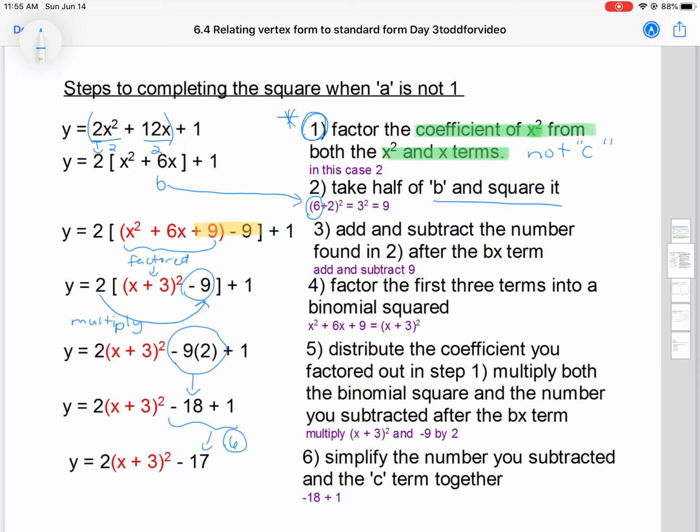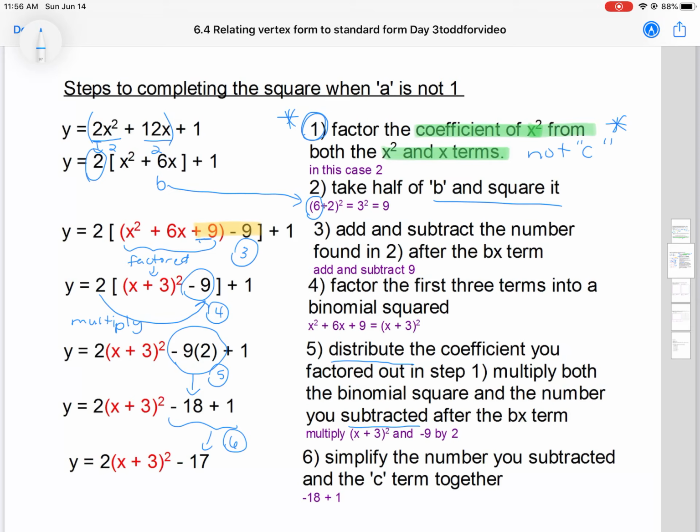This is step 5, 4, okay, and then 3. So some of it is the same, but doing this common factor step first is important. In order to complete the square, we want the a value to be 1. And once you have factored out that a value that isn't 1, make sure you distribute it with the subtracted number. Because the added number here, this 9, was part of the trinomial that was meant to be factored.